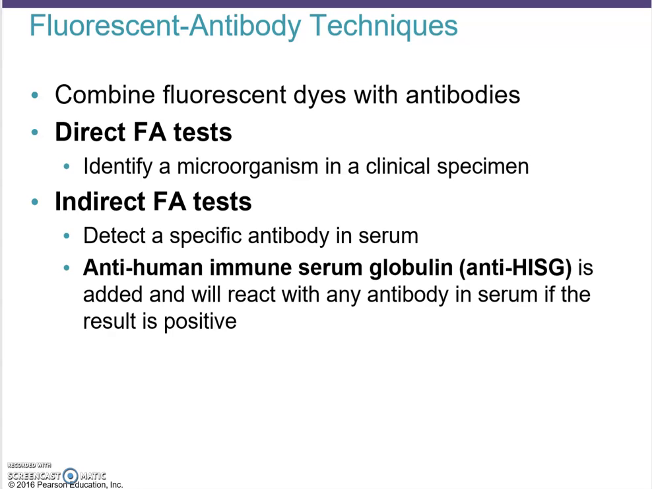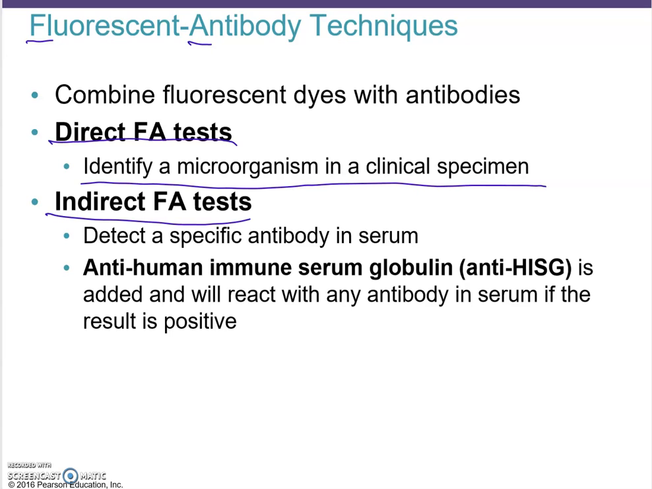Moving on to fluorescent antibody techniques. So fluorescent antibody, a lot of times it's abbreviated as FA. Basically, you're combining an antibody with a fluorescent dye for detection purposes. You can do this with a direct fluorescent antibody test or indirect fluorescent antibody test. In the direct test, you identify a microorganism in a clinical specimen.